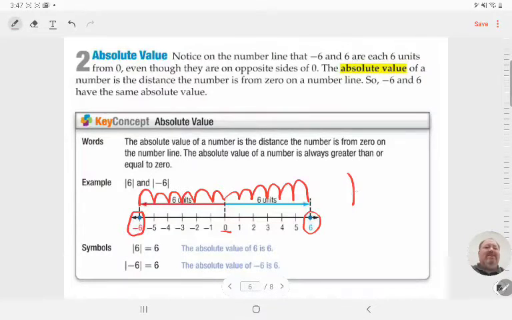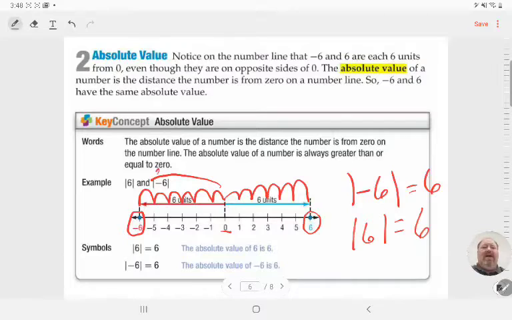So if I write the absolute value of -6, absolute value has the 2 lines on each side of whatever it is that you're looking for. The absolute value would be the distance from 0, so that would equal just 6. Okay, because it's 6 units. We're looking at distance. It's not opposites. So if I have the absolute value of 6, it's not -6, it's still 6. It's just the distance. When it's negative, it's going to the left of 0, and when it's positive, it's going to the right of 0.